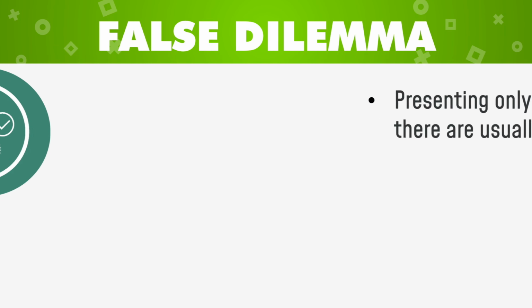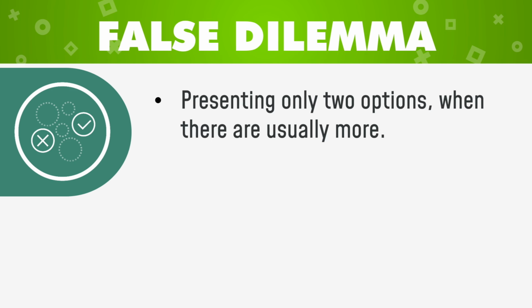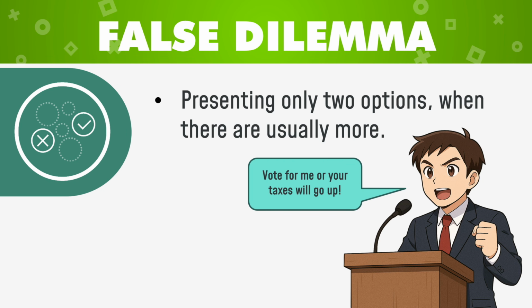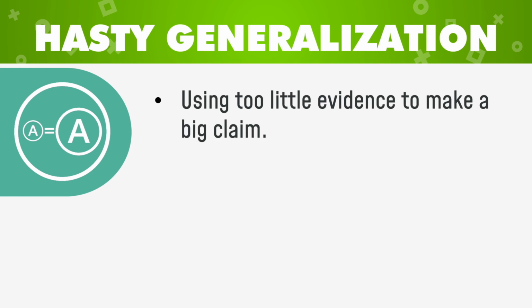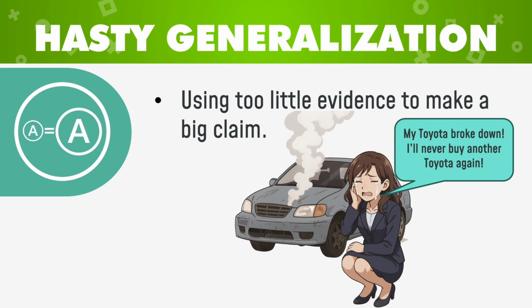Next, false dilemma, presenting 2 opposing options as the only 2 options, while hiding alternatives. Vote for me or your taxes will go up. Arguments aren't always black and white. Look for other options. Hasty generalization, which is drawing a general conclusion from a tiny sample. My Toyota broke down. I'll never buy another Toyota again. A few examples don't prove a rule. Check your evidence to see if it supports the claim.